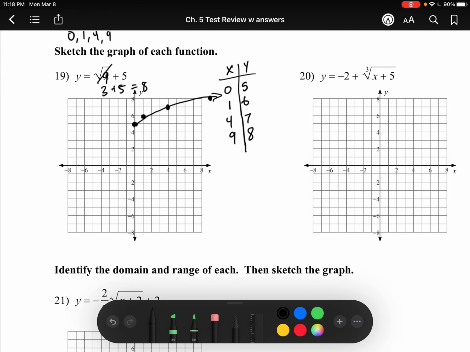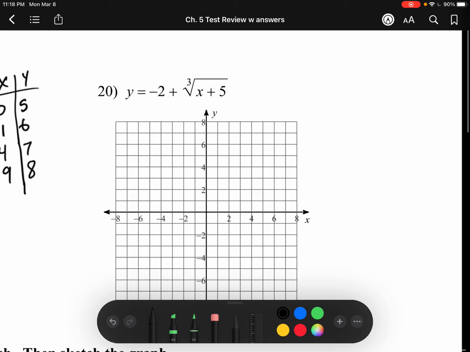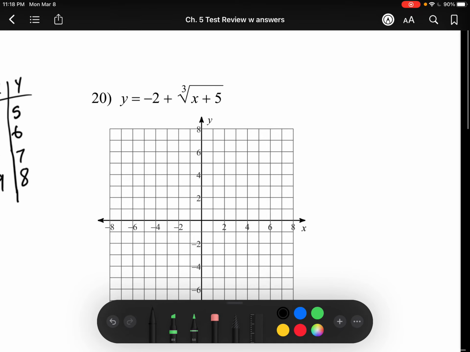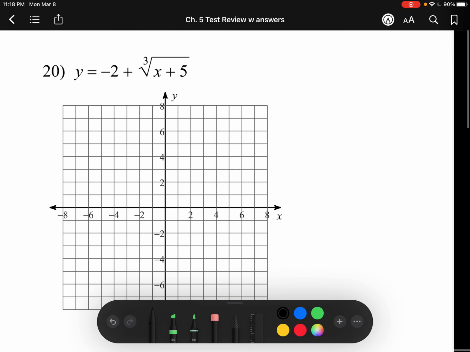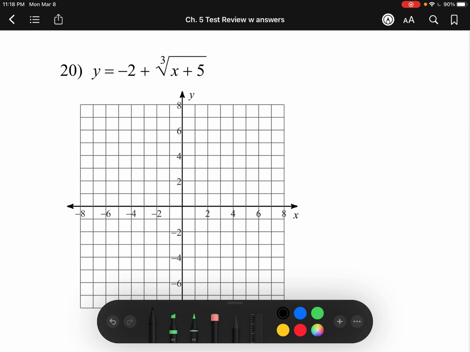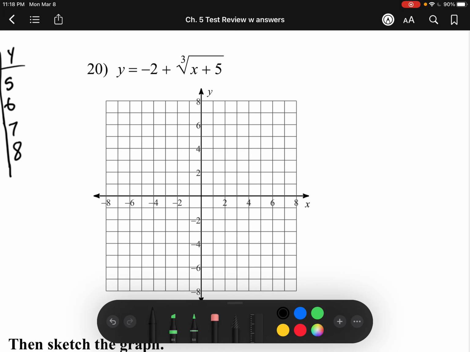And it's simple as that. All right. So for number 20, it doesn't say anything else about the domain or anything, so yeah, we're just graphing each function. For number 20, we have a cube root this time. So if we want to make an XY table so we know what points to graph.